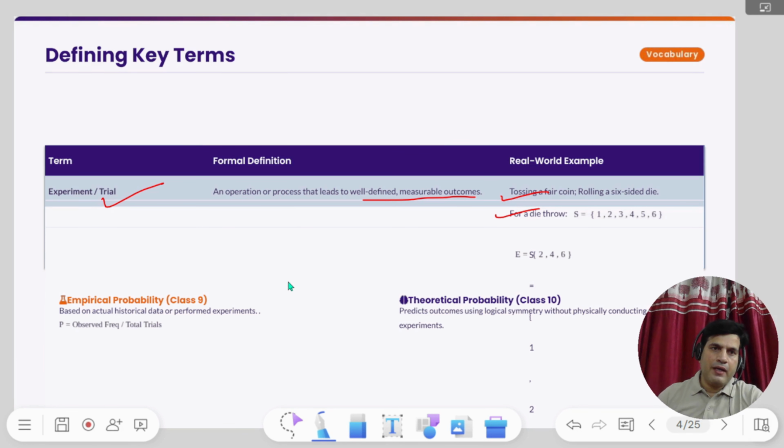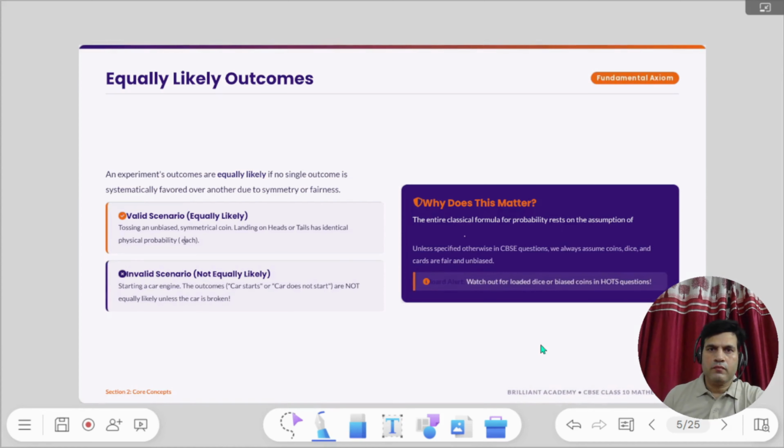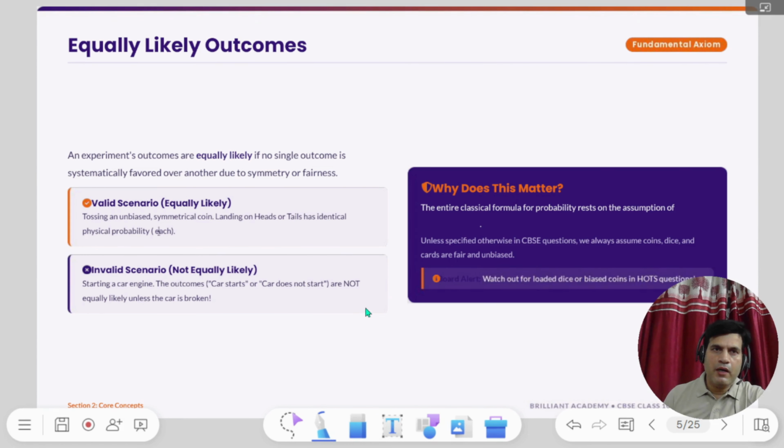And empirical probability is based on actual historical data or a performed experiment, where P equals observed frequency upon total trials. In 9th class we studied that, and in class 10th we will see theoretical probability, which predicts the outcome using logical symmetry without physically conducting the experiment. Okay, so next part we will see equally likely outcomes.